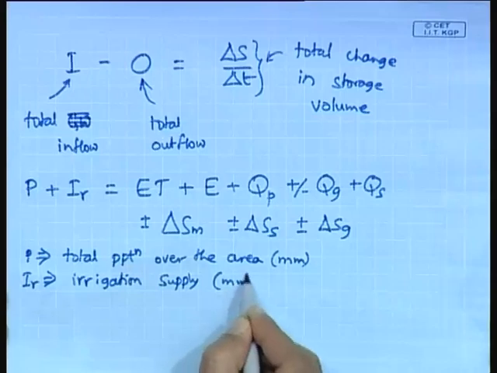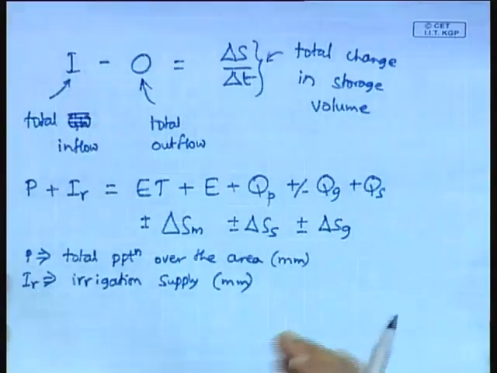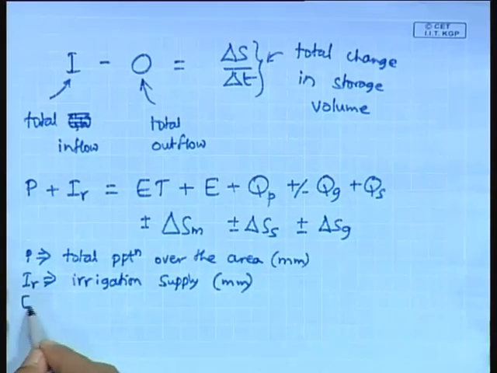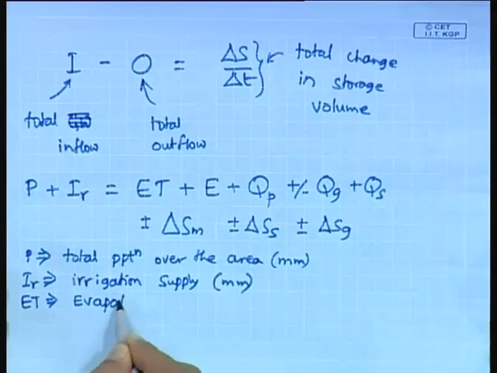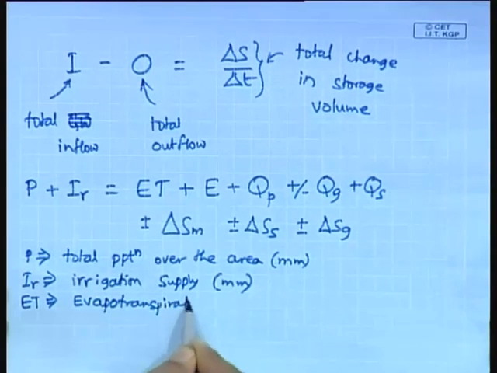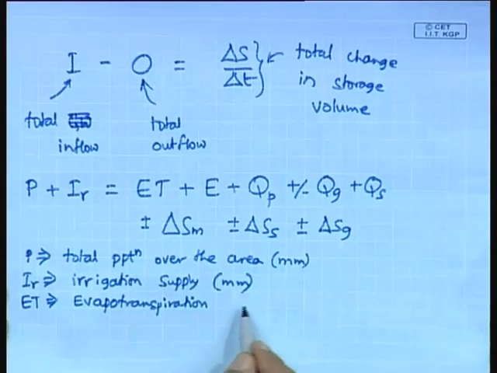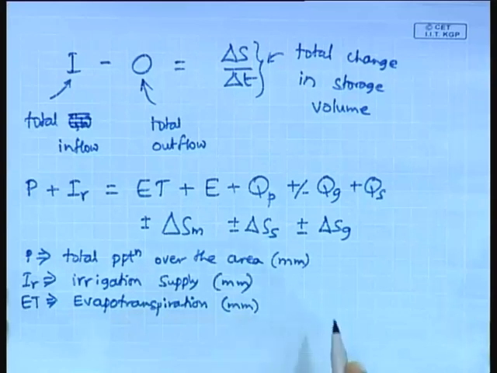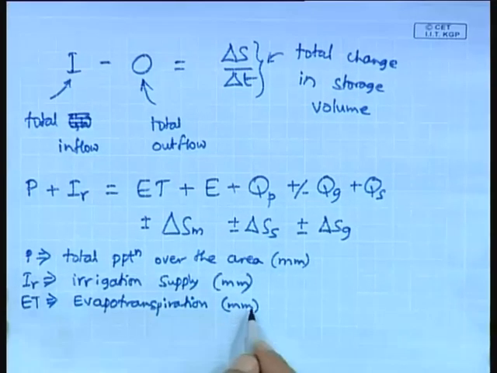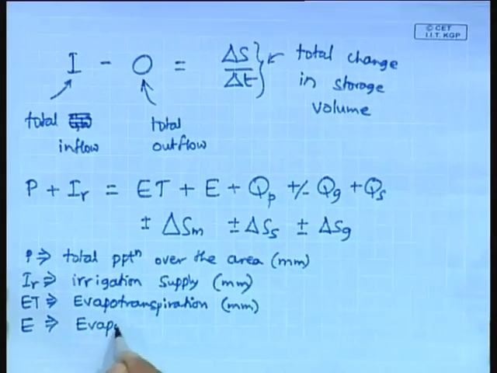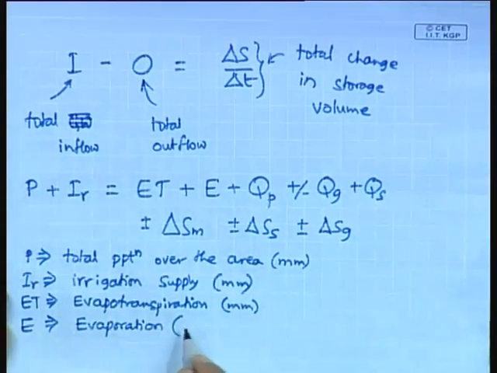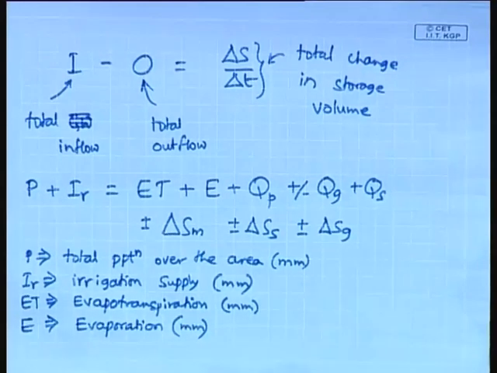For that area, and that is expressed as certain depth over that entire area. Next, it is the ET, which is evapotranspiration, again expressed as depth from this area, in depth in millimeters. Next is the evaporation. So, this is evaporation over that area, again expressed as depth.